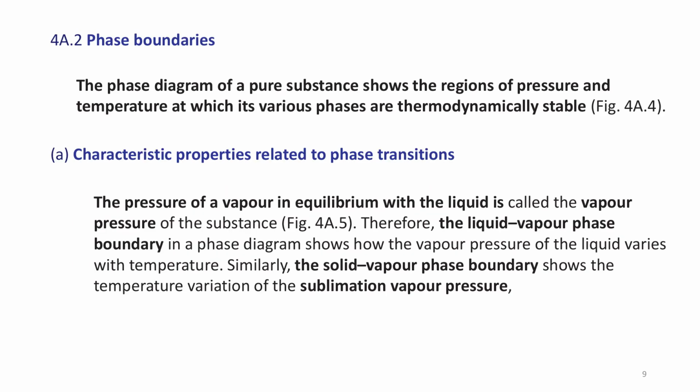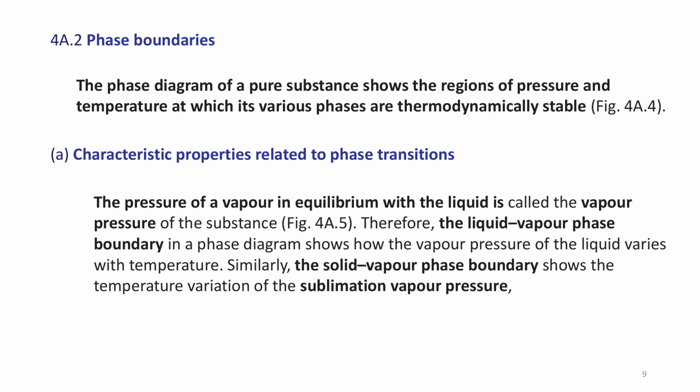A phase diagram is a map showing which phase of a pure substance is thermodynamically stable at each pressure and temperature. The areas are single-phase regions. The curves between them are phase boundaries, where two phases coexist and have equal chemical potential. Consider the liquid-vapor boundary. Every point on that curve gives a temperature and the corresponding vapor pressure at which liquid and vapor are in equilibrium.